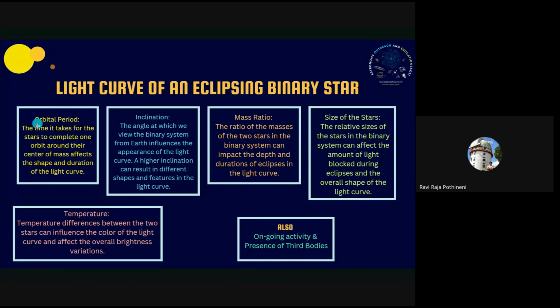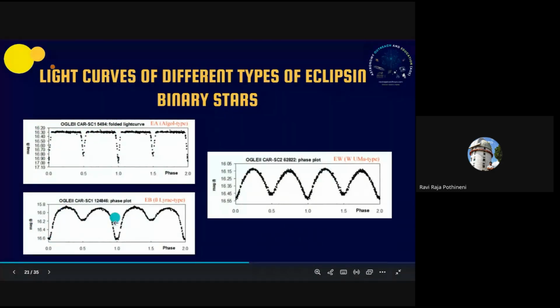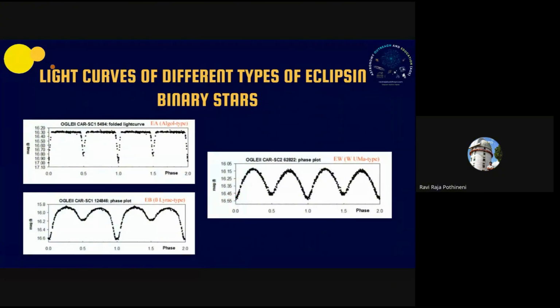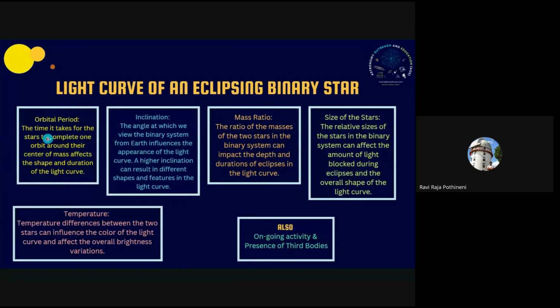So this is very important because the shape and duration of this affects the shape and duration of the light curve, which is extremely important. In the previous case, you can clearly see that. So the shapes are very important, and the duration for which these eclipses occur, or they orbit around each other, is also very important. So orbital period is very important. We get the orbital period from observing the light curves.